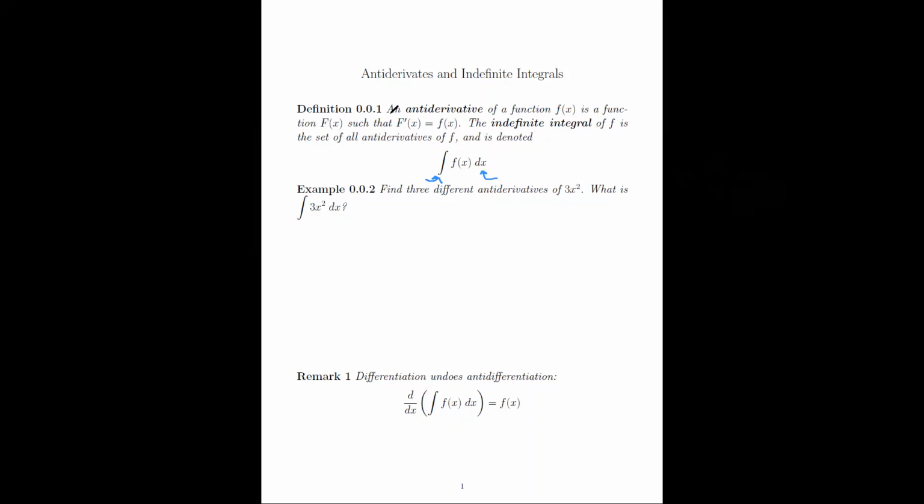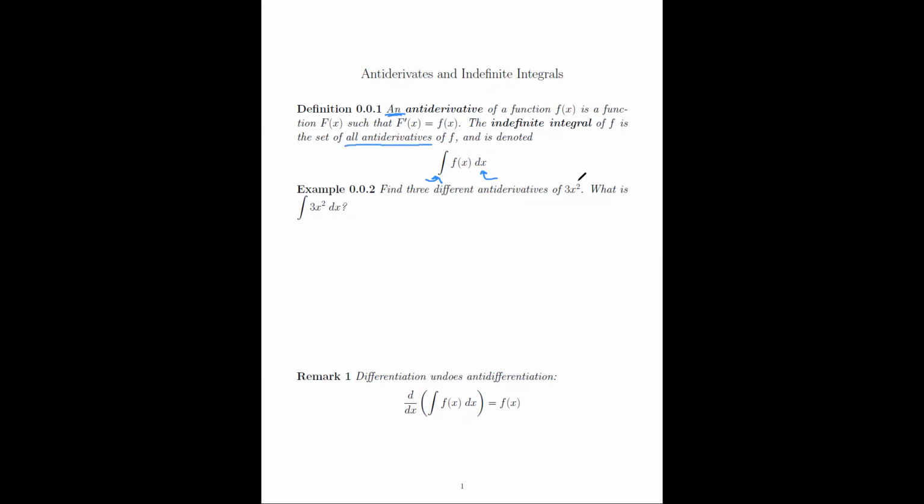Now, you'll notice that I said an antiderivative, and the indefinite integral is the set of all antiderivatives. So this suggests that we can have more than one antiderivative to a function. So let's see what that looks like in an example. We want to find three different antiderivatives of 3x squared.